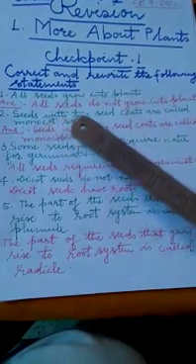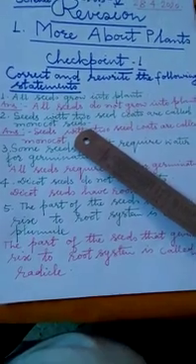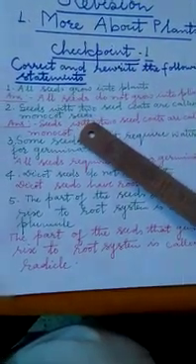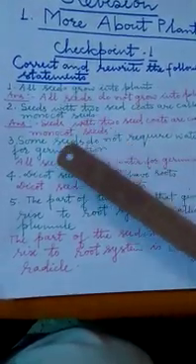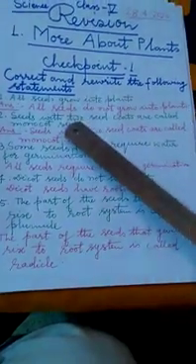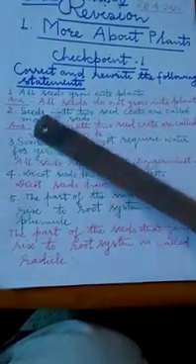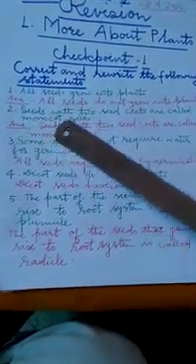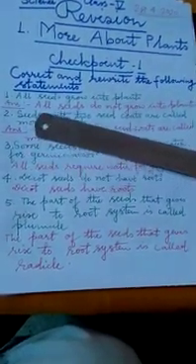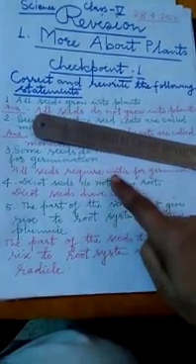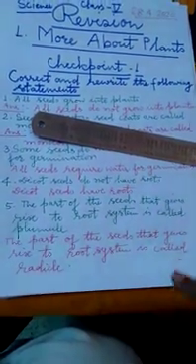Second, seeds with two seed coats are called monocot seeds. I told you many times, seeds with one seed coat are called monocot seeds. So seeds with two seed coats are called dicot seeds. Next, some seeds do not require water for germination. All of us know that seeds always need water for germination. Seeds always require water for germination.